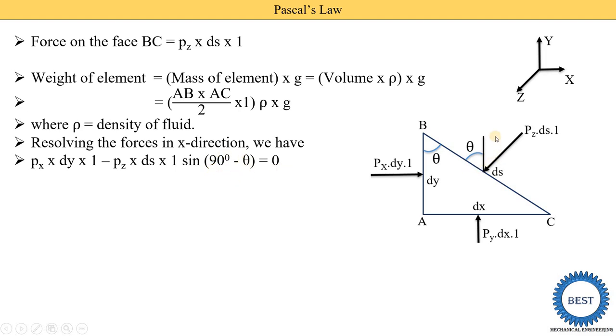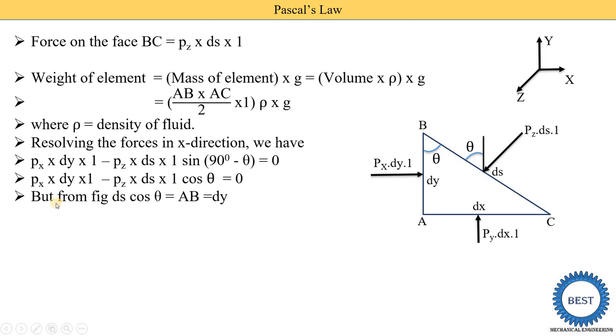So sine 90 minus theta is equal to this horizontal side divided by pz into ds into 1. So we get the horizontal force, that is pz into ds into 1 into sine 90 minus theta. Instead of sine 90 minus theta, we can write cos theta. But from the figure, ds cos theta is equal to AB, which is dy. From this triangle ABC we can apply the cos theta equation. Cos theta is the adjacent side AB divided by the diagonal BC. So we get cos theta is equal to dy upon ds, meaning ds cos theta is equal to dy.